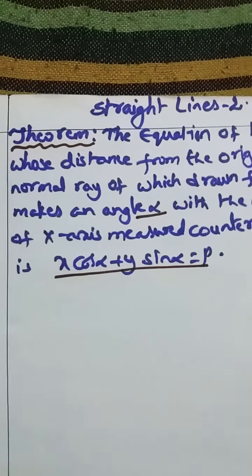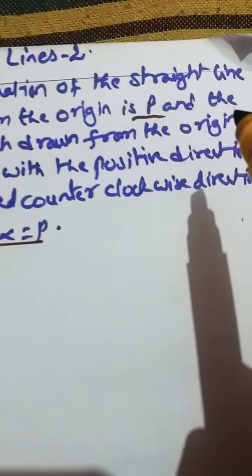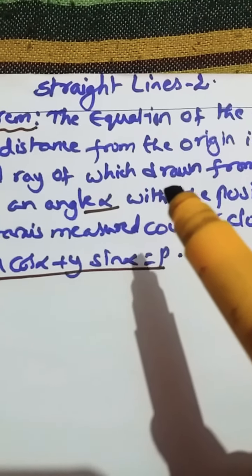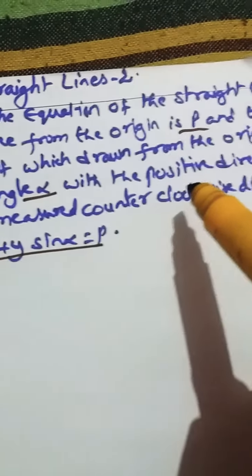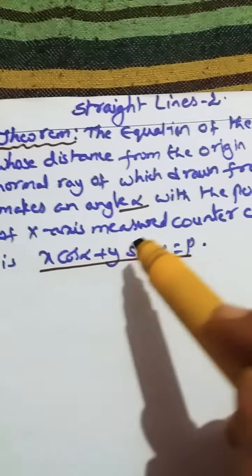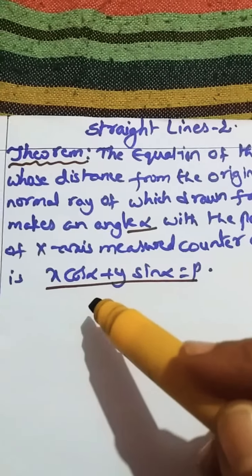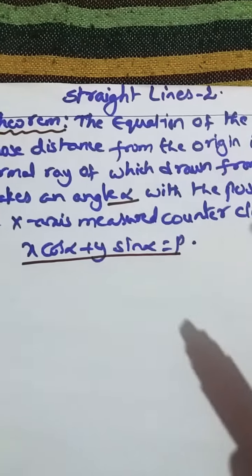Today I am going to explain to you the straight line topic, a theorem. The equation of the straight line whose distance from the origin is p and the normal ray of which, drawn from the origin, makes an angle alpha with the positive direction of the x-axis, measured in the counterclockwise direction, is x cos alpha plus y sin alpha is equal to p.